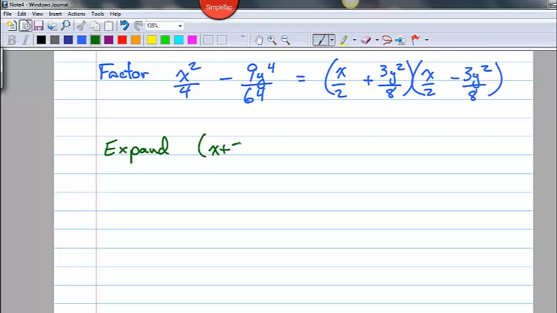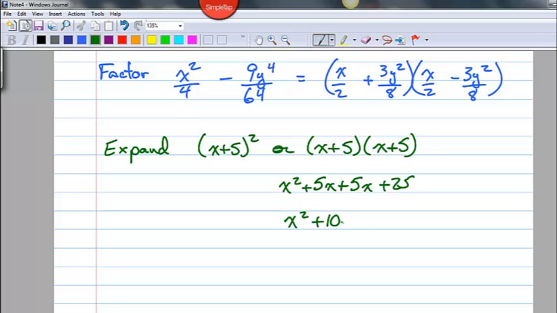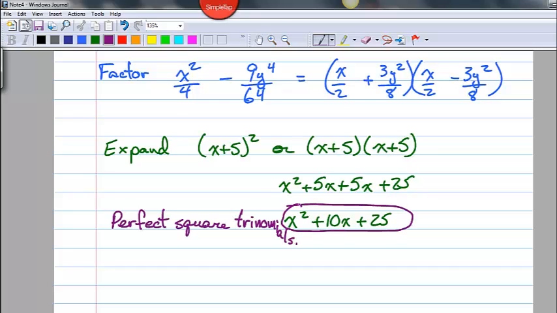Now we're going to jump to our second special trinomial called a perfect square trinomial. Just to show how that comes about, we start with something like x plus 5 and we square it, or rewrite it twice. When we expand, or when we use the shortcut that I showed you before, we get x squared plus 10x plus 25. Notice that there were two 5x's, two identical terms, so they got doubled to make 10x. This is called a perfect square trinomial.